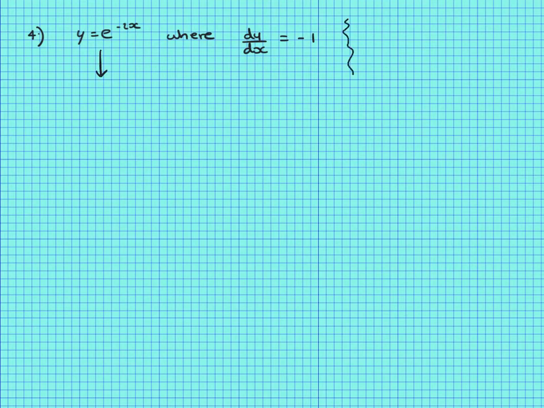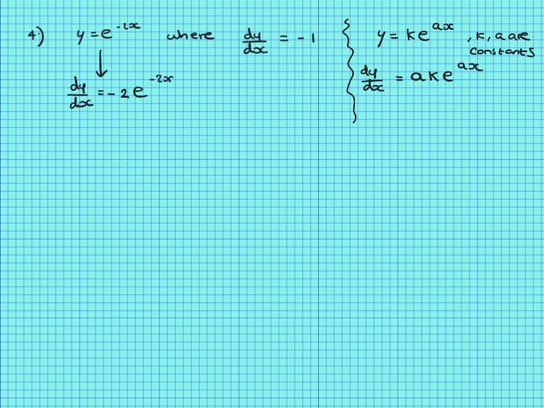Now, in a previous lesson, you will have looked at the fact that if y equals ke to the ax, where k and a are constants, i.e. they represent numerical values, if you differentiate this, dy by dx will equal ake to the ax. And as I keep saying, you will learn about this in much more detail in year 13 when you study the differentiation techniques in the second year of the A level. So differentiating this result here, dy by dx, we will get negative 2e to the negative 2x.